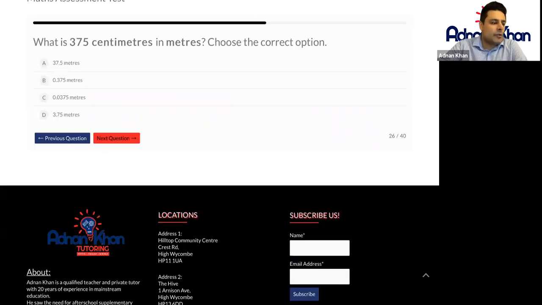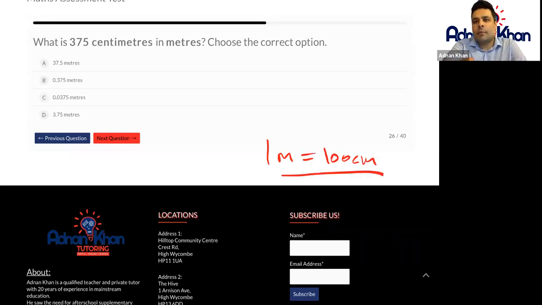Okay, so we're moving on to some measurements. So what is 375 centimeters in meters? So in 1 meter, we have 100 centimeters. So if we're going to convert 375 centimeters into meters, what we do is we divide that number by 100.